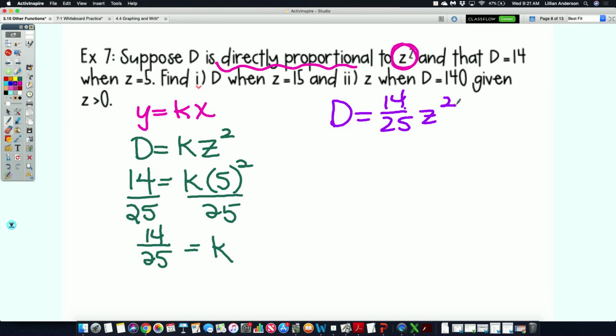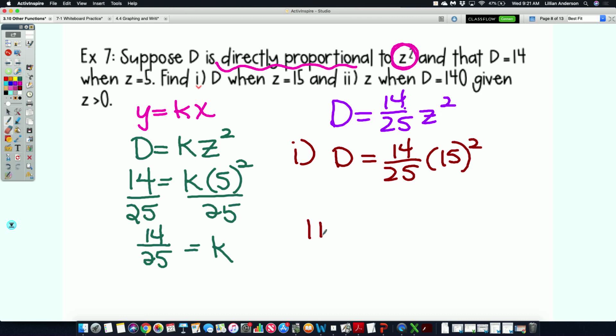Wait, are you doing I or double I? Okay, so you must have already done I then. Oh, I thought we just did. We needed to know what our constant is in order to answer I and double I. So we're going to find d when z is 15. So then we'll just plug in 15 for z and solve. And then for double I, we're going to plug in 140 for d and solve for z.